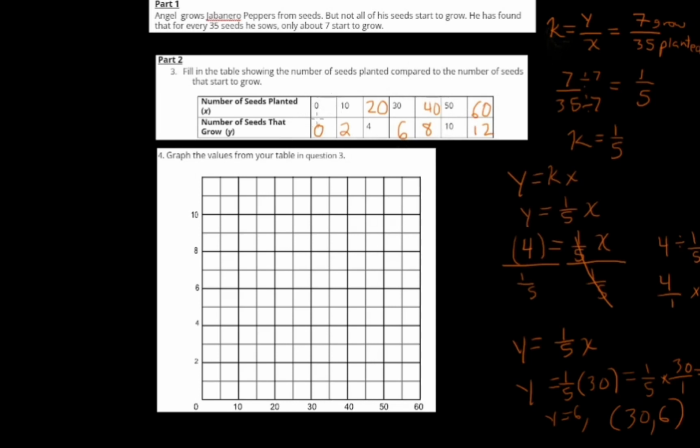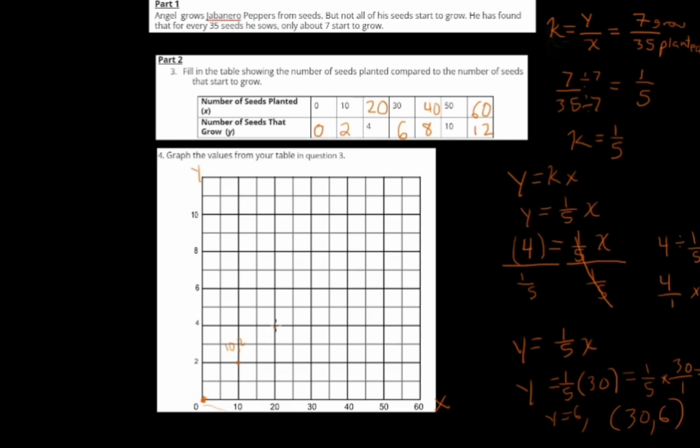Now, each of these are points. Let's just plot them. 0, 0. The first point. 10, 2 is the next one. Make sure you're going x, comma, y. Remember, this is our x-axis. This is our y-axis. 10, 2. So go to the x first, 10 and up to 2. That's 10, 2. Cool. 20, 4.